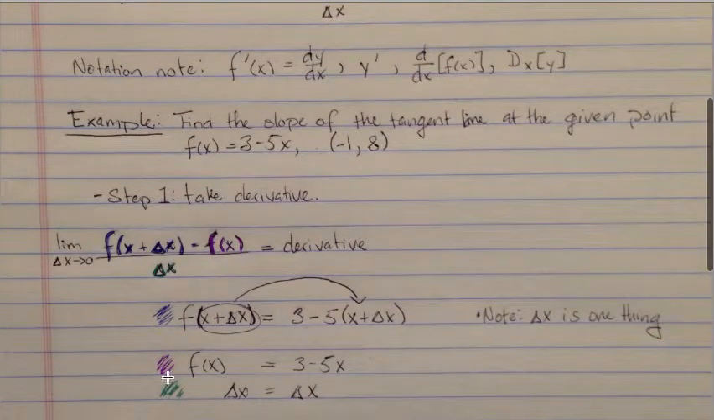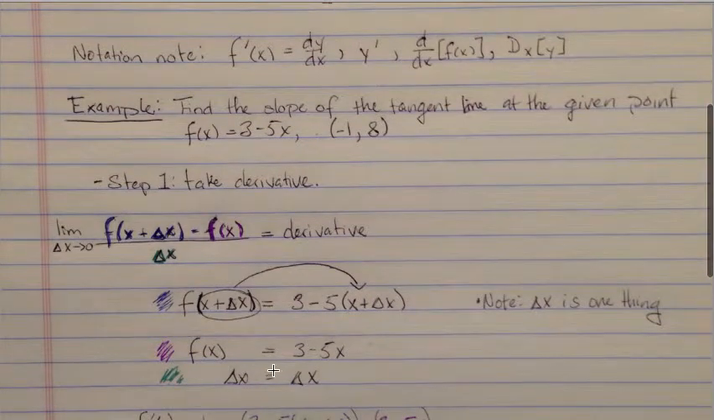The purple part, f of x here, well, we were given f of x by the problem. That's part of the problem, so we didn't have to do anything with that. That just is the function, 3 minus 5x. And the green part, delta x, simply is delta x. A quick note on that: delta x is one thing, not two. It's not a delta times an x. Delta x is one variable.